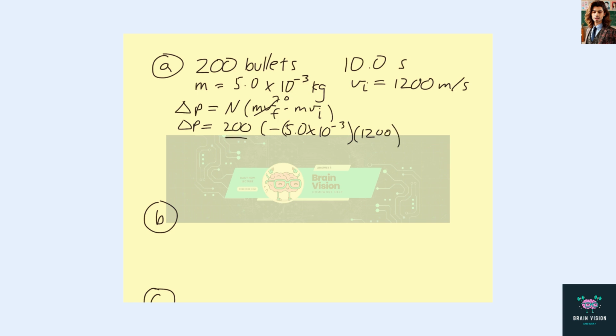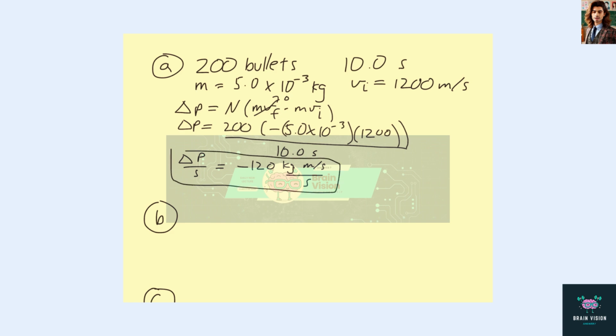And we also want to divide this by 10 seconds, because we are asked to find the average momentum change per second. So our change in momentum per second is equal to negative 120 kilograms meters per second, and then this is per second, right? So per second squared, essentially.